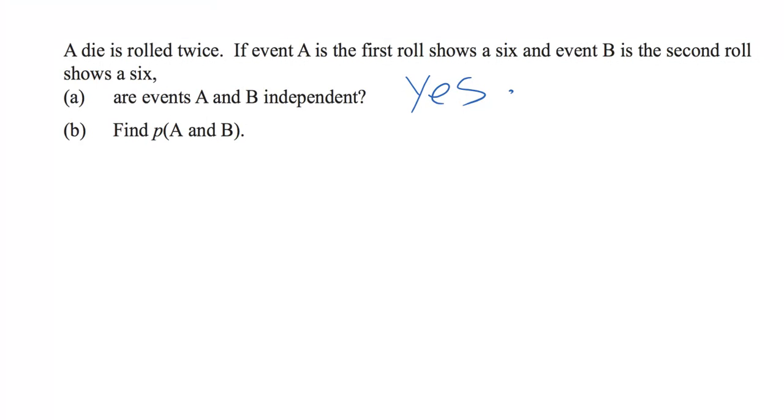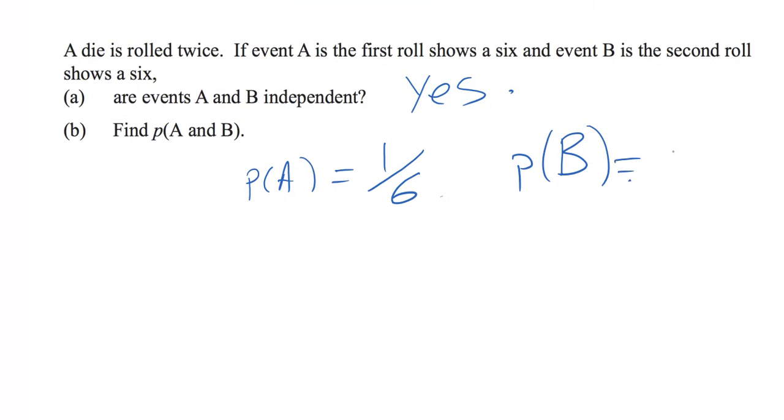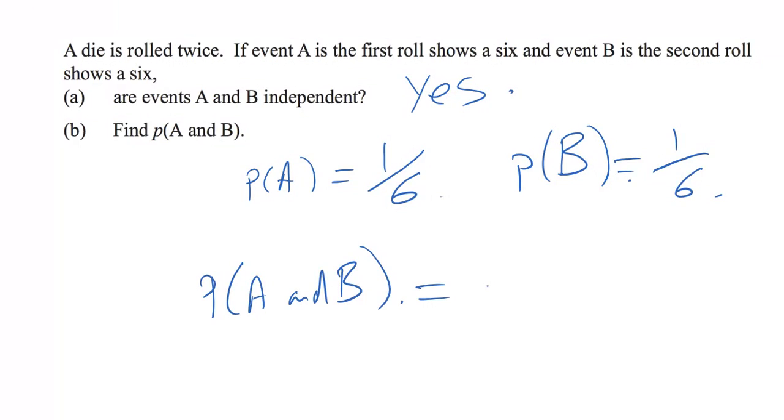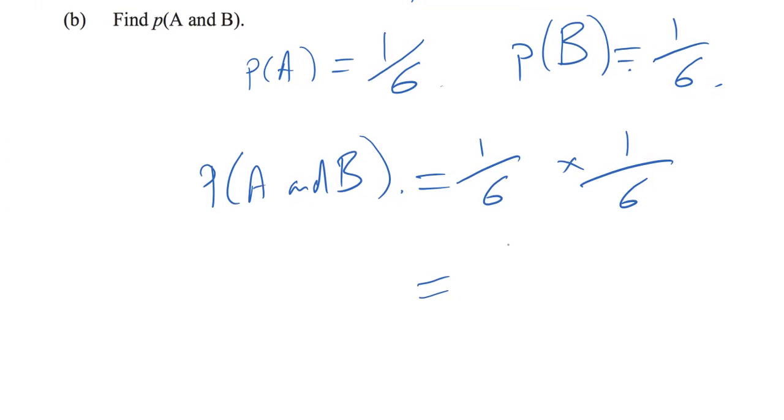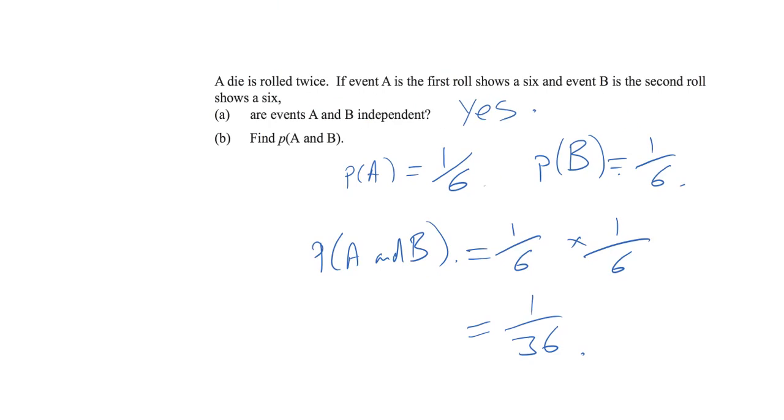Part b, find the probability of A and B both occurring. The probability of event A occurring, the first 6, is 1 out of 6, so it's 1 over 6. The probability of B occurring, the second roll of a 6, is also 1 over 6. So the probability of A and B both happening is 1 over 6 multiplied by 1 over 6, which is 1 over 36. And that is all we have to do.